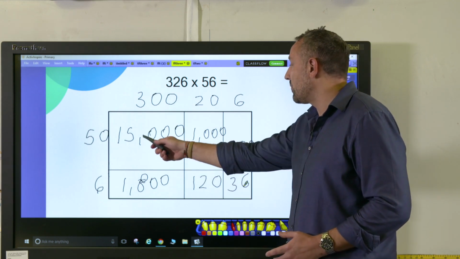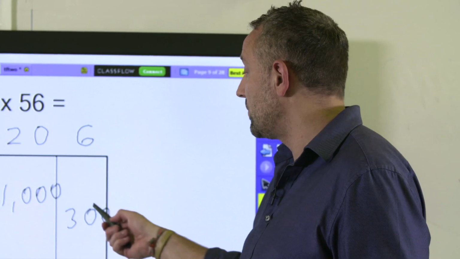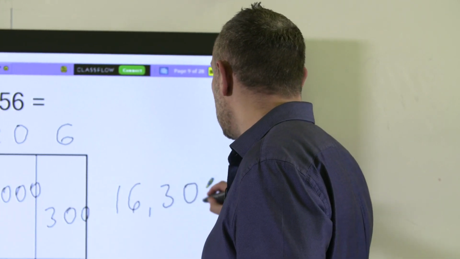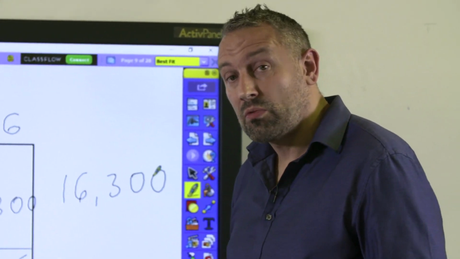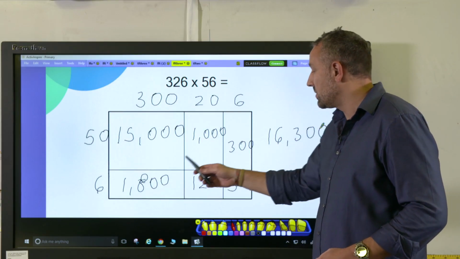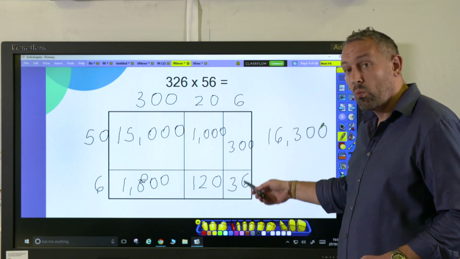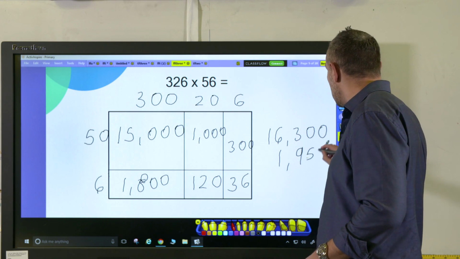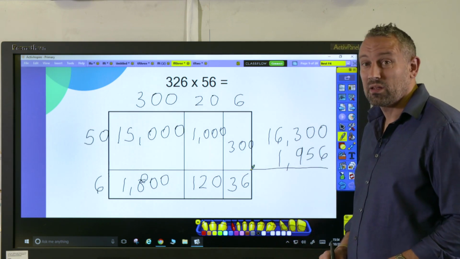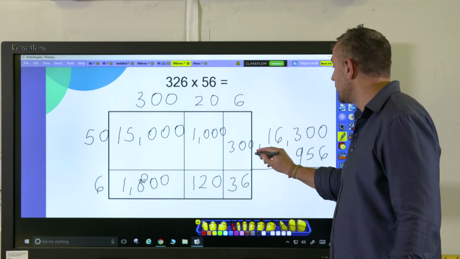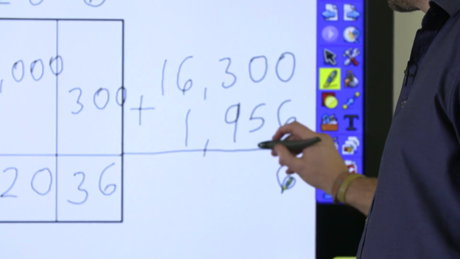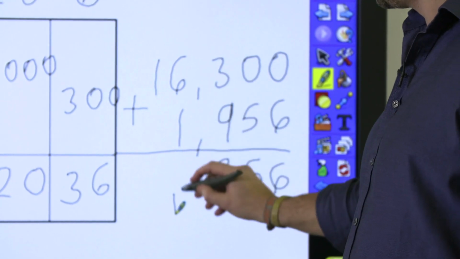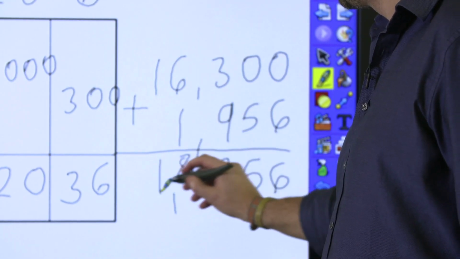So we can add. So we have 15,000, 16,300. So the total of the top row, 16,300. And then of the bottom row, we have 1,800, 1,920, 1,956. Always paying due care and attention to place value. And we're going to recombine those two again. So 6, 5, 3 and 9 is 12, 6, 7, 8, and 1.